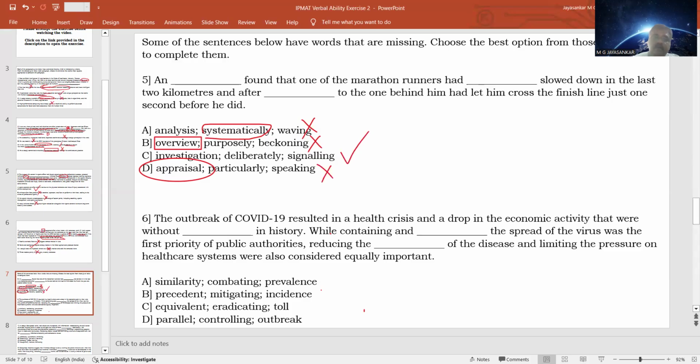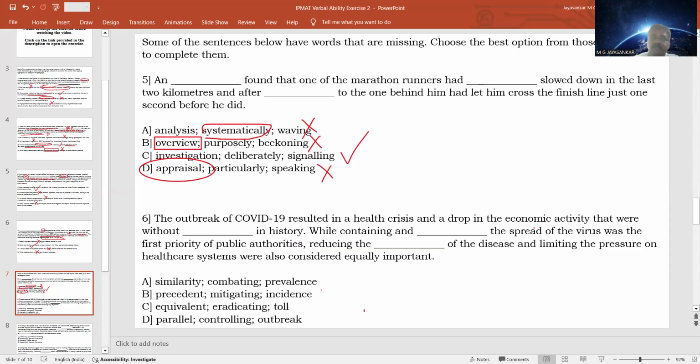The COVID-19 crisis, both the health as well as the economic crisis that happened due to COVID-19, was without a dash in history, means it was unheard of in history, means nowhere in history do we have any such incident that was similar to this one. So that is without in history.